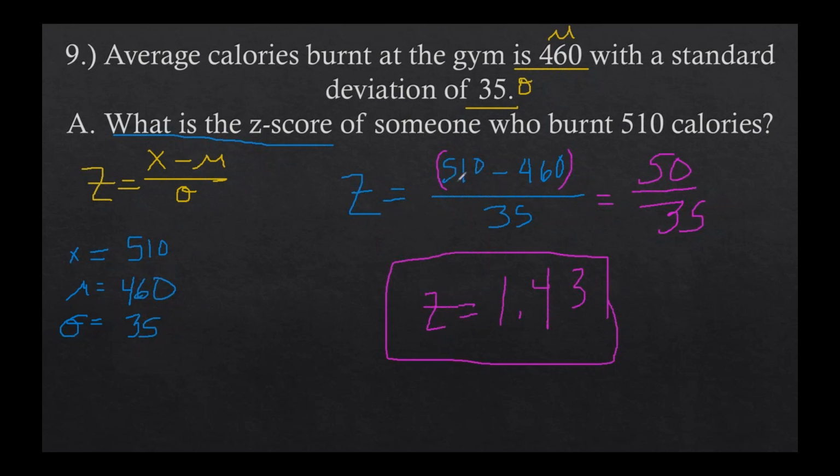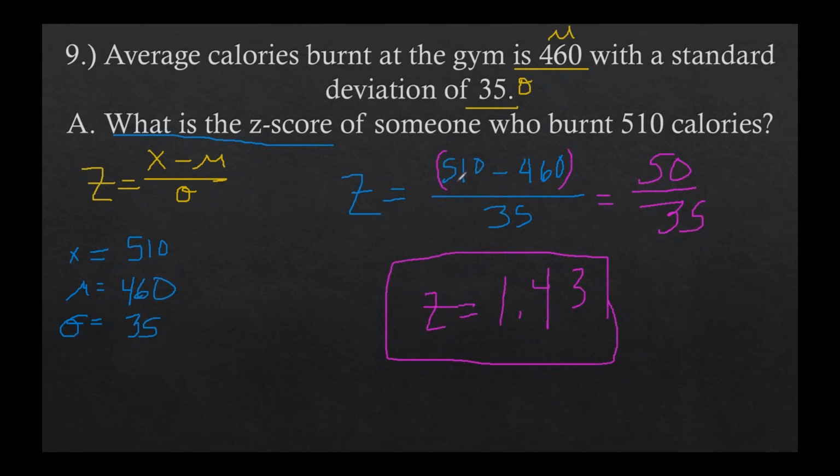So if it's bigger than the mean, that means it falls to the right. It's positive. So this z-score means that this person who burns 510 calories is 1.43 standard deviations above the mean. That's all it means.